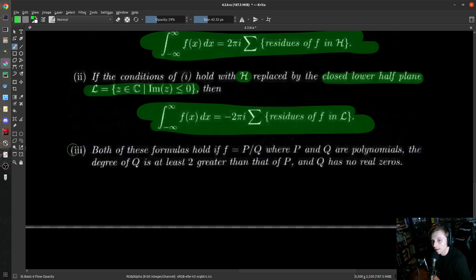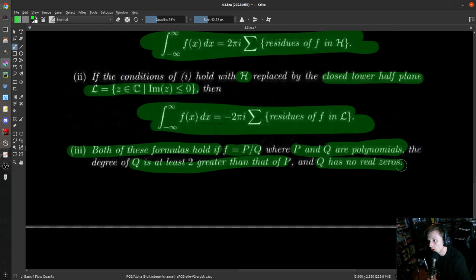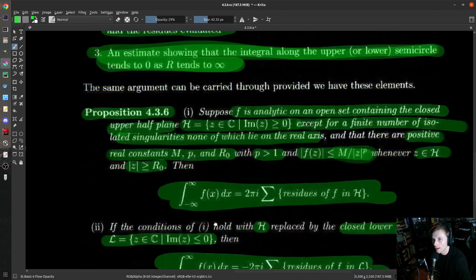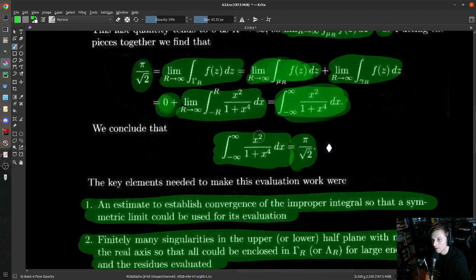And then finally, both of these formulas hold for sure if f is equal to p over q, where p and q are polynomials, the degree of q is at least 2 greater than that of p, and q has no real zeros. Well, hey, that looks exactly like what we were doing right here. Yeah? In fact, that is the case.